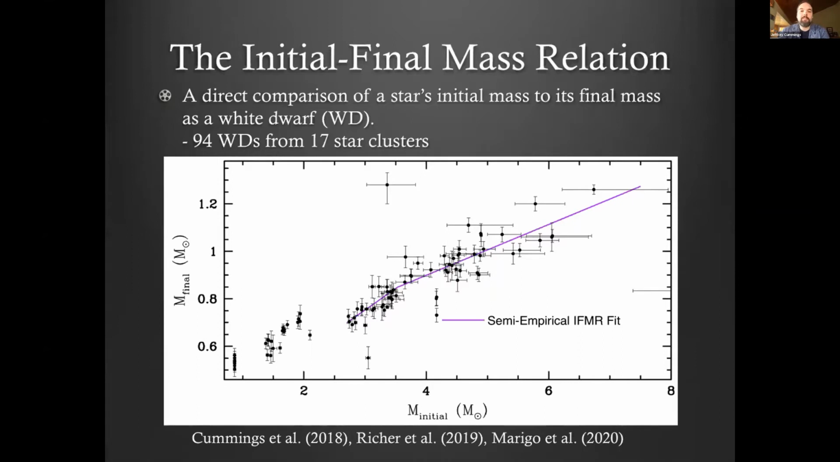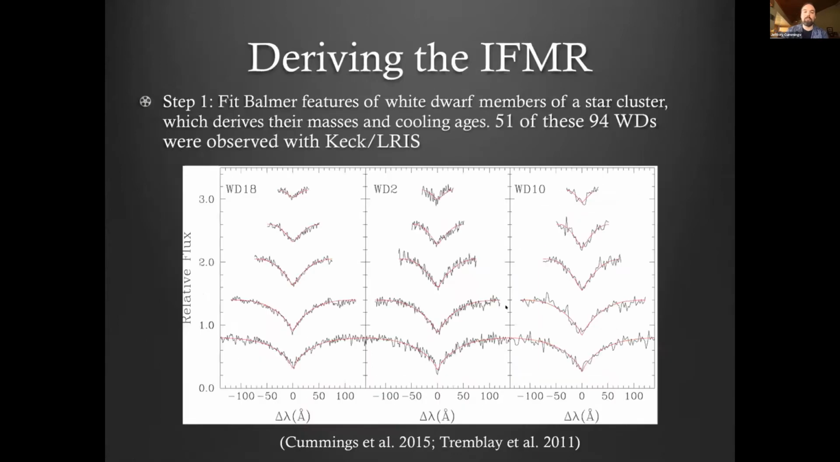The initial final mass relation is simply a direct comparison of a star's initial mass to its final mass after it goes through all of its stages of evolution to reach a white dwarf. Here we show our most current initial final mass relation, stretching from initial masses of 0.85 solar masses all the way to roughly 7.5 solar masses, looking at 94 individually observed white dwarfs from across 17 star clusters. We really need to look at white dwarfs in star clusters because this provides the critical information that we need to infer what their initial characteristics were.